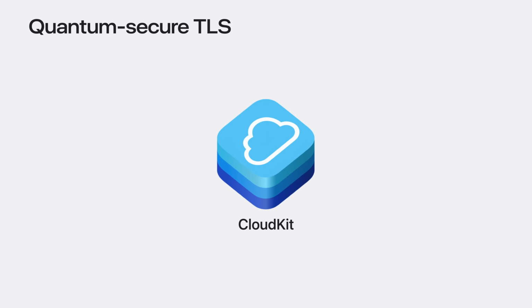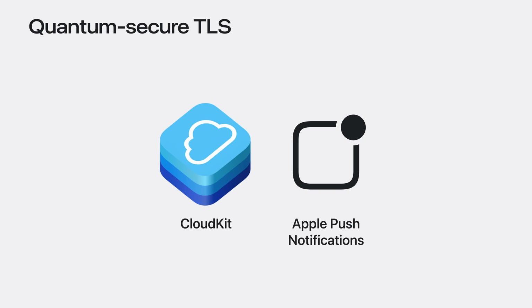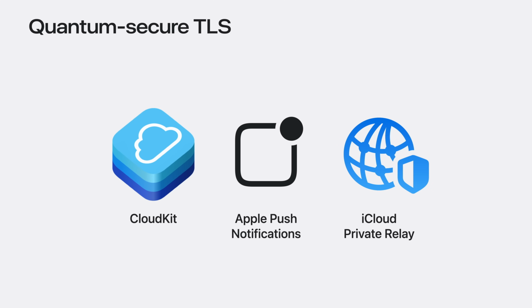You might be using some system services which encrypt data from devices to Apple servers. Apple is leading by example, so in iOS 26, these system services will have quantum secure encryption in TLS enabled on the client side and rolling out on the server side. CloudKit stores your app's data in iCloud and synchronizes it across devices and on the web. Apple push notifications allow your app to deliver timely and relevant content to your users. And iCloud Private Relay protects DNS and any unencrypted HTTP traffic in your app. And these system services are all enabling quantum secure encryption in TLS.